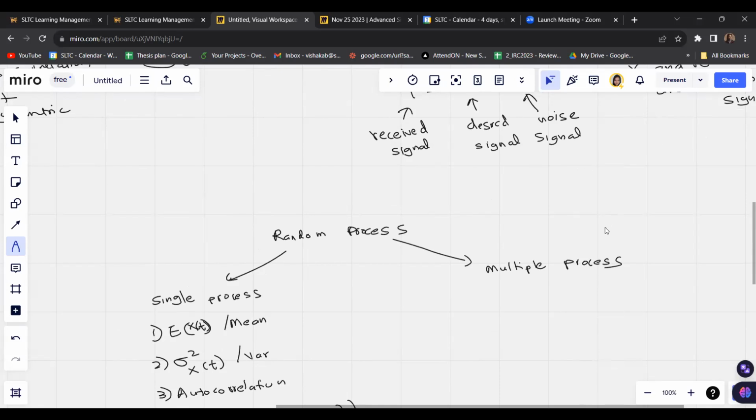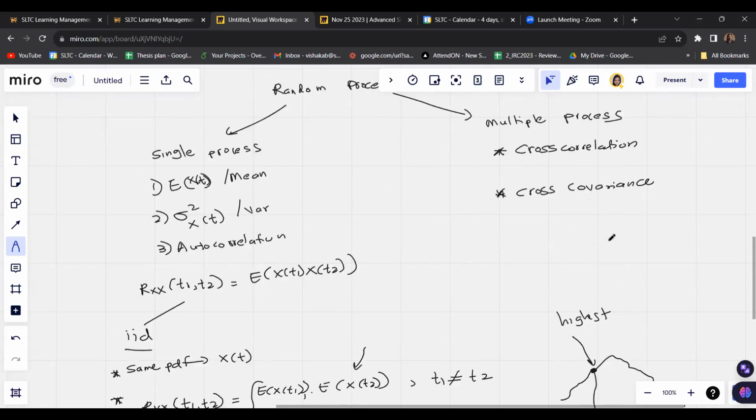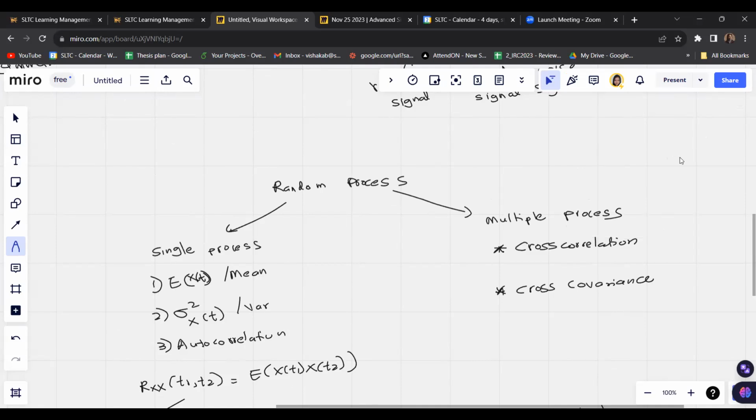I will write that later, but now I will discuss the multiple random processes that we discussed. So we discussed the cross correlation property and the cross covariance property. We defined the cross correlation and the cross covariance. The only difference from the single process is that we are considering two different random processes. Then we are comparing the statistics of those two different processes.